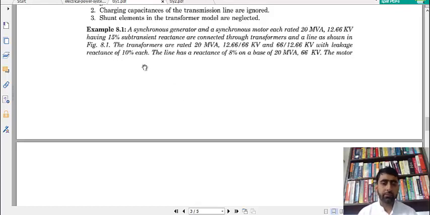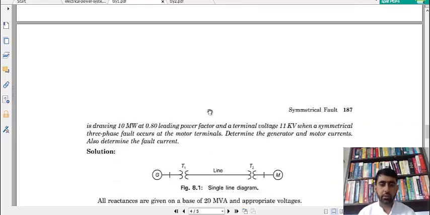This is actually a PDF of a book, Power System Analysis, in which the question reads like this: a synchronous generator and a synchronous motor, each rated 20 MVA, 12.66 kV, having 15% subtransient reactance, are connected through the transformer and a transmission line as shown in the figure. The figure is like this.